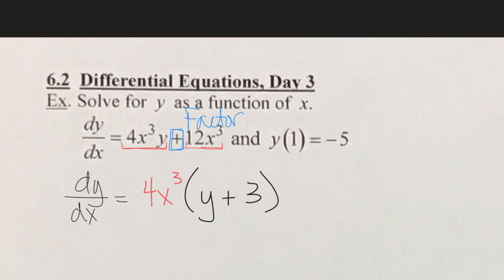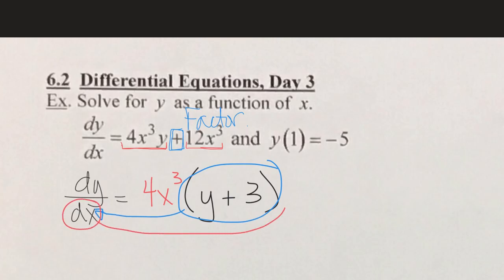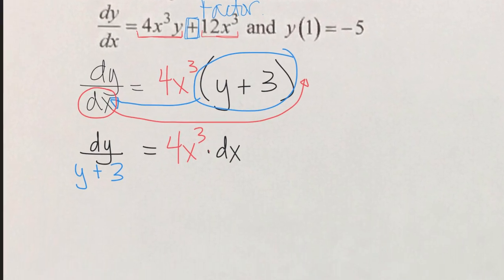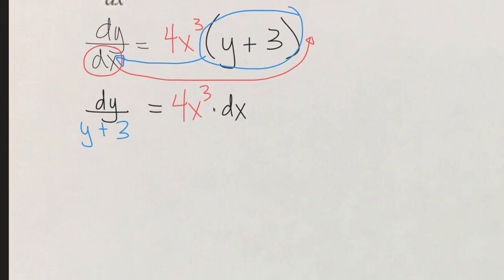So I can do my separation of variables by dividing both sides by y plus 3. So what will come in the denominator? And multiplying both sides by dx. That will come up here behind 4x cubed. Okay, our next step in solving this is to integrate, right? Take the antiderivative. So we integrate the left and we integrate the right.